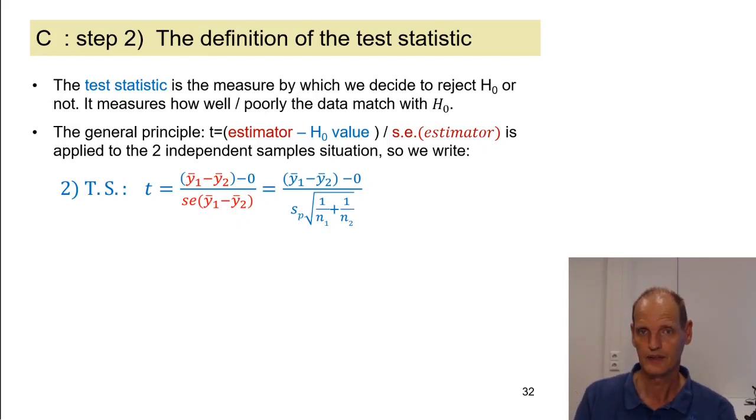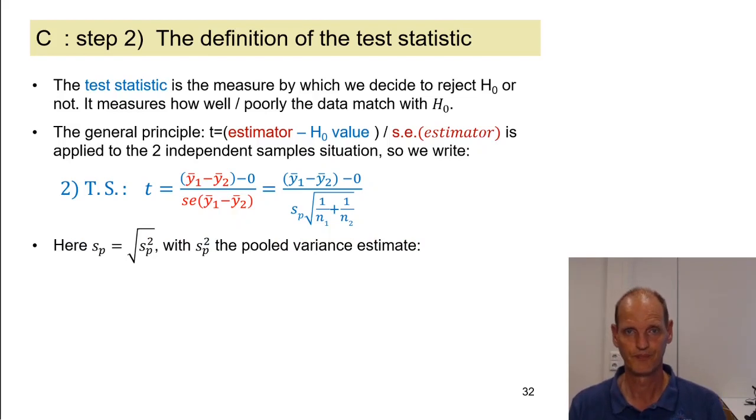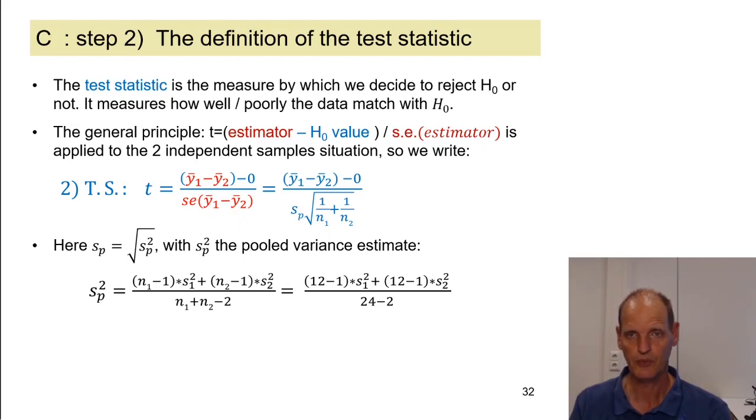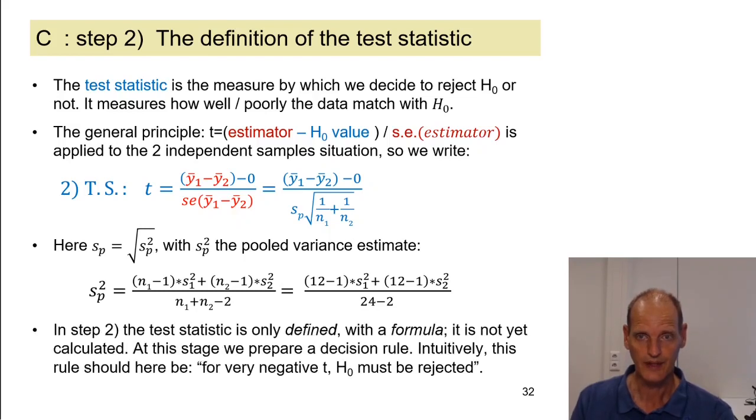So we could write the test statistic T is y bar 1 minus y bar 2 minus 0, divided by SP times the square root of 1 over n1 plus 1 over n2. And SP again, the pooled variance, SP squared, the pooled variance estimate. We already calculated that before, and SP was 14.11 if I remember correctly. Note that in step 2, the test statistic is only defined with a formula. It's not yet calculated. So at this stage, we prepare a decision rule.